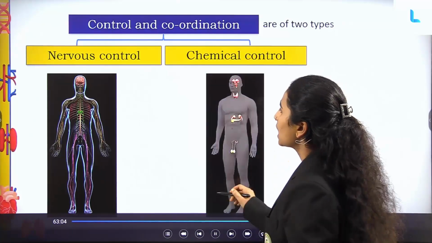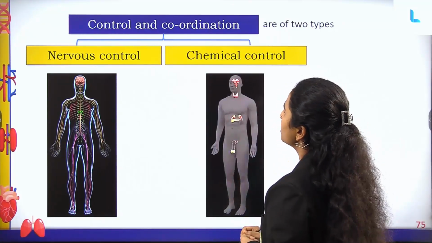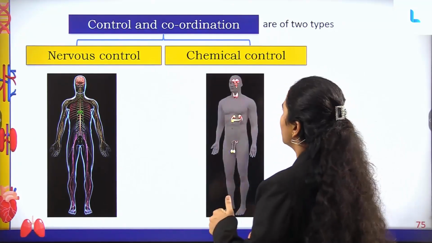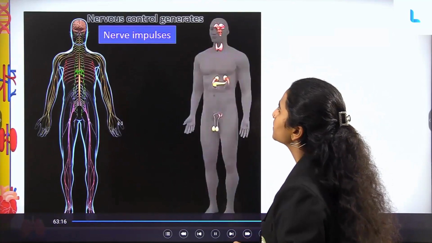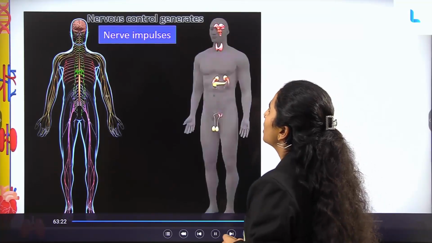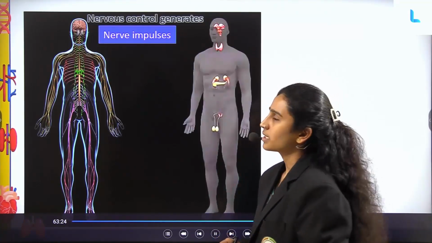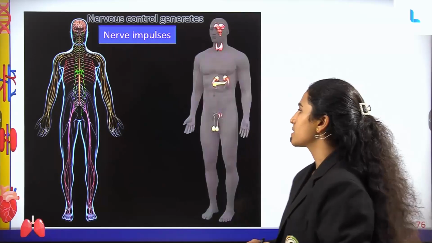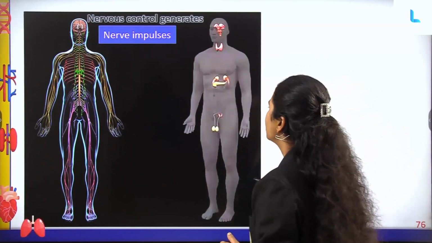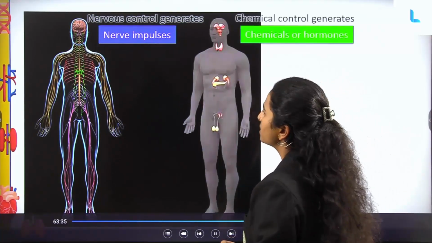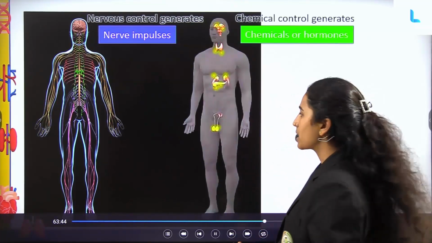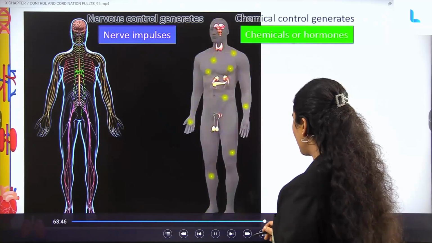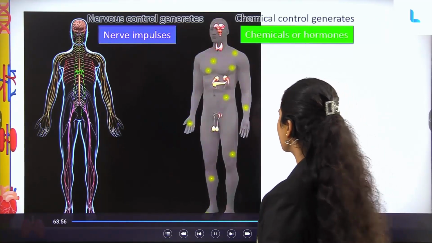So control and coordination is basically of two types. So the nervous control and the chemical control. Chemical control is by hormones. So nervous control of organs is generated by the nerve impulses which are produced, and the way organs react to the nerve impulses. Whereas chemical control will originate from chemicals or the hormones which are produced. So they are going to control our bodily actions.